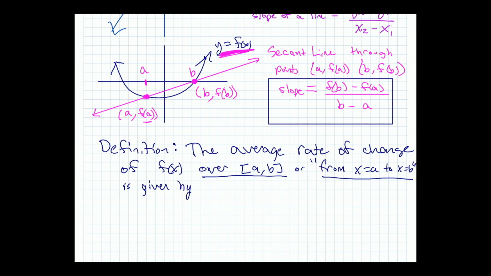I just write, like, average rate of change, ARC, but it doesn't matter what you call it. And what would the formula be? It's the same formula as above. So it's f of b minus f of a over b minus a. Same formula.